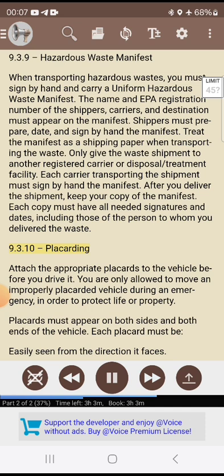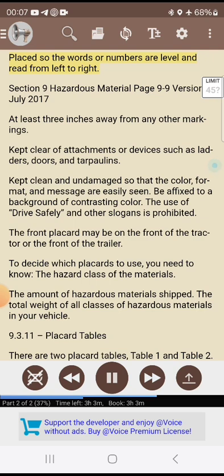9.3.10 Placarding. Attach the appropriate placards to the vehicle before you drive it. You are only allowed to move an improperly placarded vehicle during an emergency, in order to protect life or property. Placards must appear on both sides and both ends of the vehicle. Each placard must be easily seen from the direction it faces. Placed so the words or numbers are level and read from left to right.